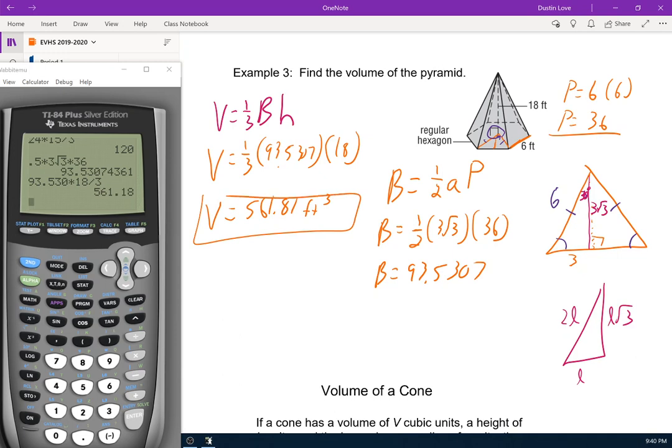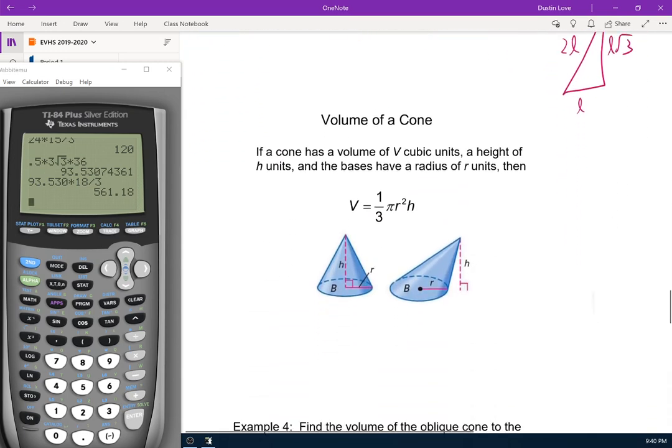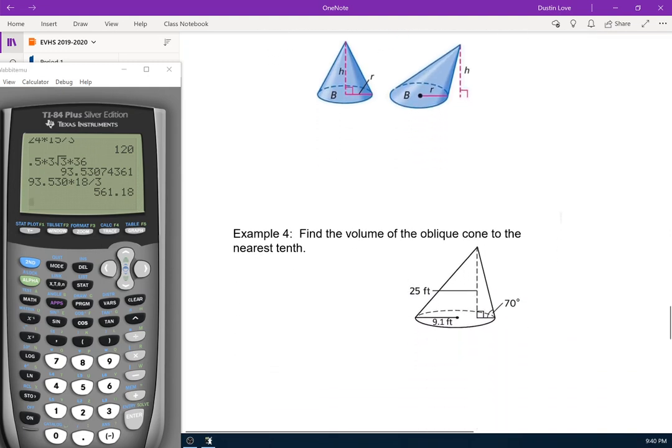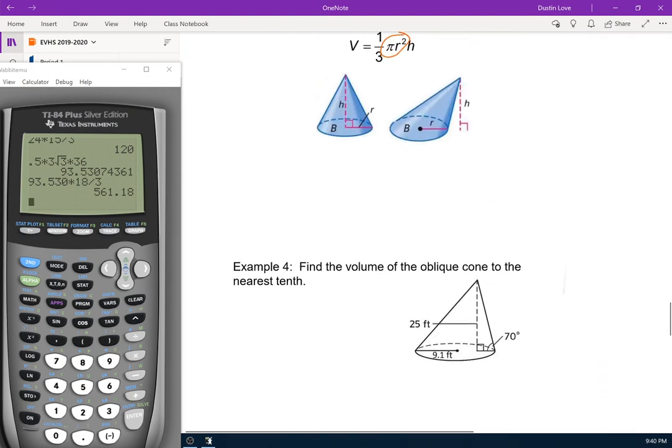All right, now let's do some cones. We'd already talked about that. 1/3 pi r squared h, where again, this is just the area of the circle on bottom. So it still works the exact same formula, but I'll write it out this way because once again, it's more direct.